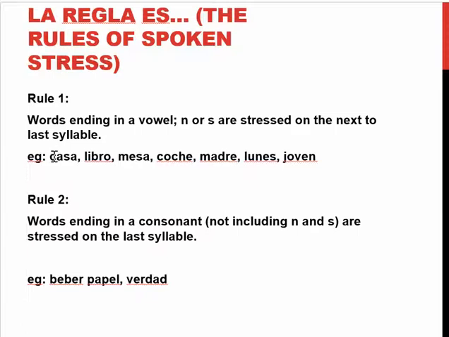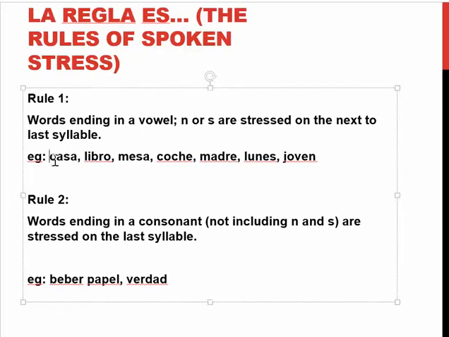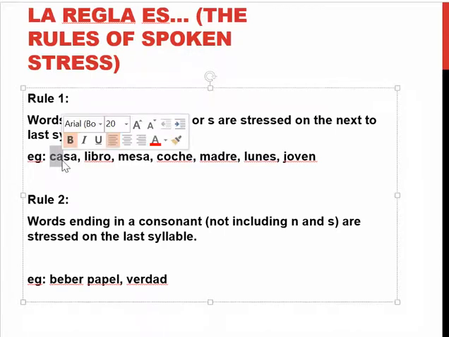So, in the case of casa, because it's a two-syllable word, the next to the last syllable would be the ca. So when you say it, you say casa, not casa. If I said casa, I'd be putting the stress on the SA, which I'm not supposed to do. I'm supposed to put it on the CA. So that's why I say casa.